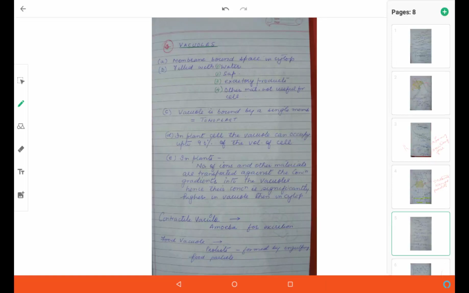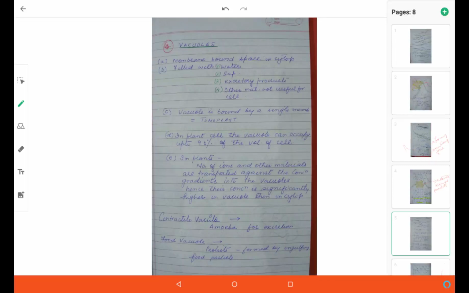They are very, very prominent in plants. They are absent in animals, barring a few small vacuoles which we call food vacuoles. Otherwise, they are the characteristic feature of plant cells only. And in many plant cells, they occupy up to 95% of the volume of the cell, throwing the nucleus away from the center and positioning it to the exterior part of the endoplasm.